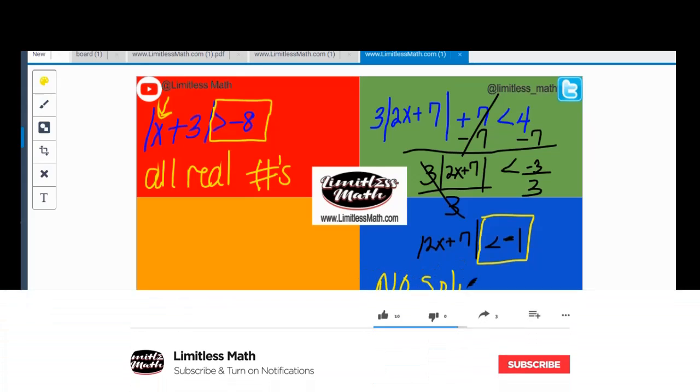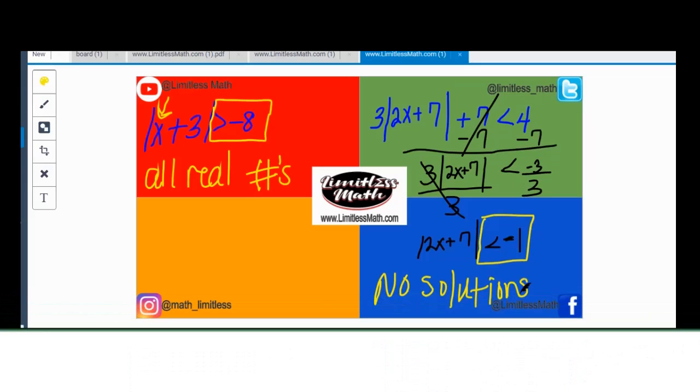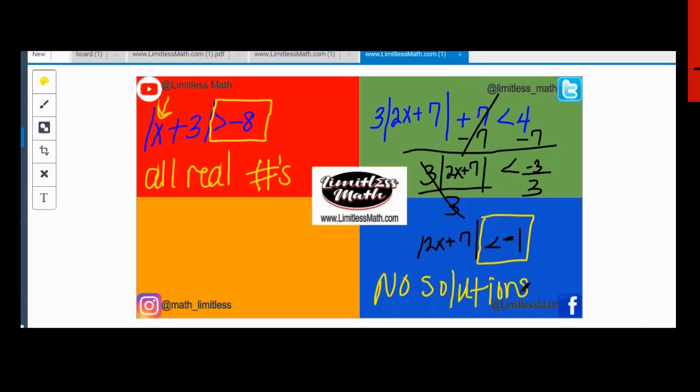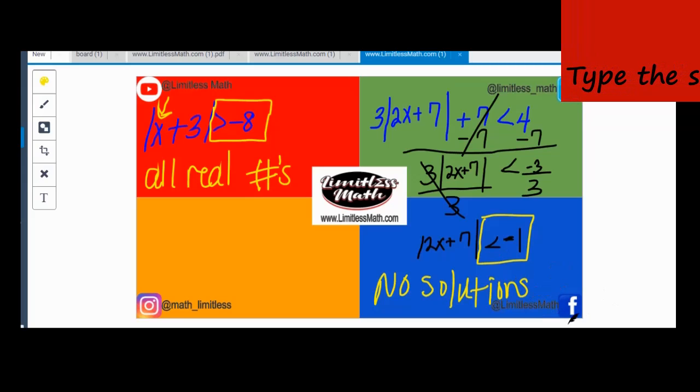Okay, so I would advise you to always isolate your absolute values. Once you isolate it, if you get greater than a negative, it's all real numbers. If you get less than a negative, it's no solution. And you don't have to waste your time trying to solve it. Okay, let's do a few more examples and we will wrap this lesson up.